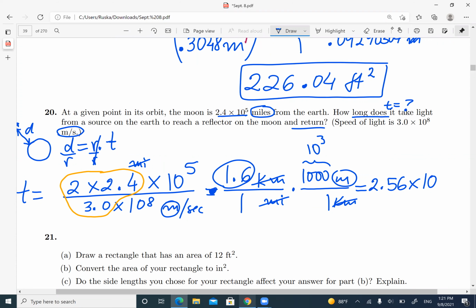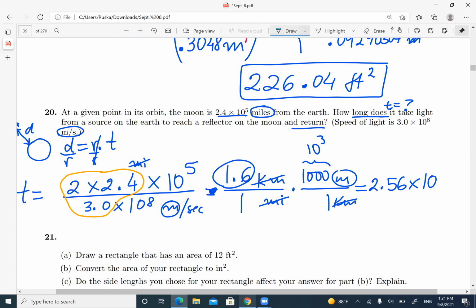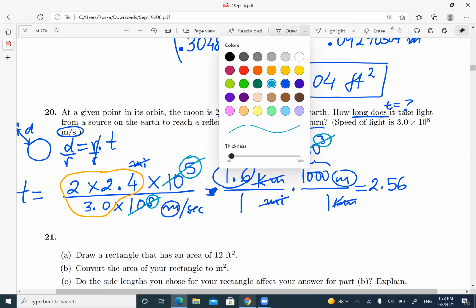So how do you do the tens? We're going to add 5 plus 3, and you're going to subtract 8. So 5 plus 3 is 8. So in the top you have 10 to the 8, and in the bottom you have 10 to the 8. So technically all the tens are going to cancel. It's going to be 0, right? So we're not going to put times 10. So it's 2.56 what? Seconds, because only the second is left.